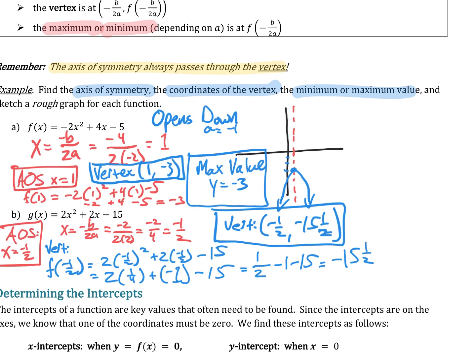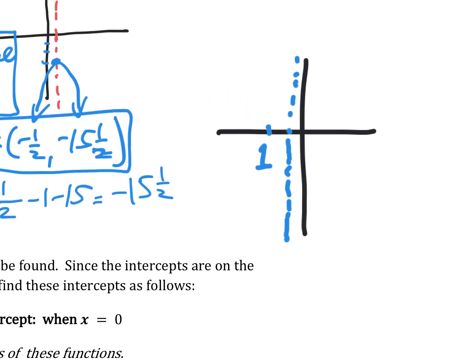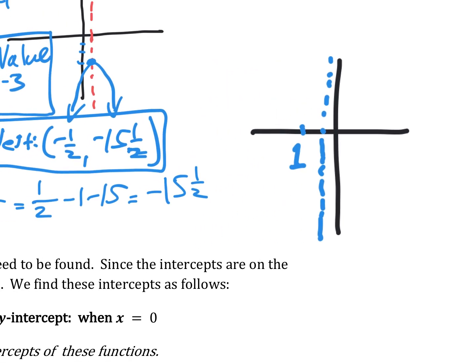All right. So we can sketch a graph here of this. Negative 1/2. So our axis of symmetry is over here at negative 1/2. All right. So I guess this will be 1 right there. And our vertex is at negative 1/2, negative 15.5, somewhere way down here. If this is 15 and this is 16, just get an approximate sketch.